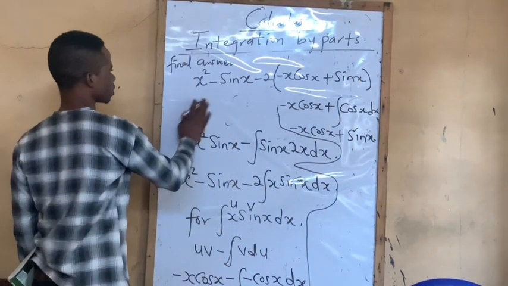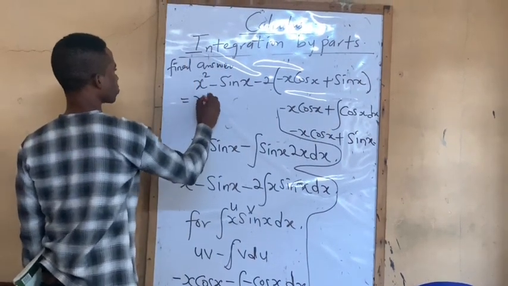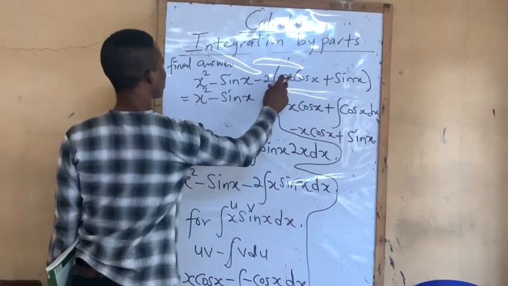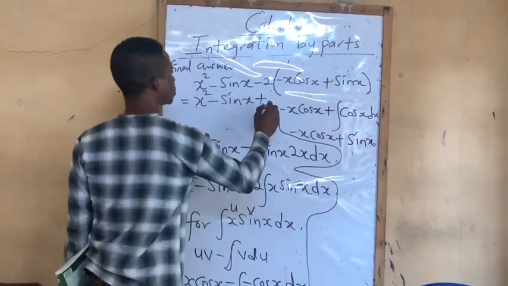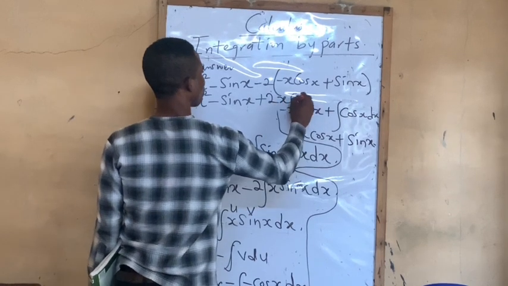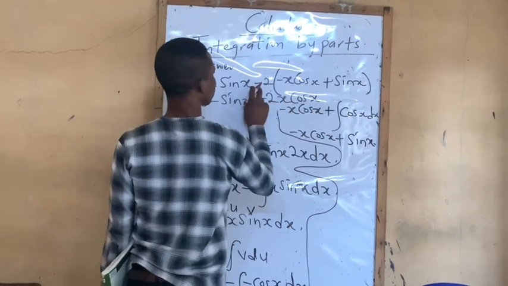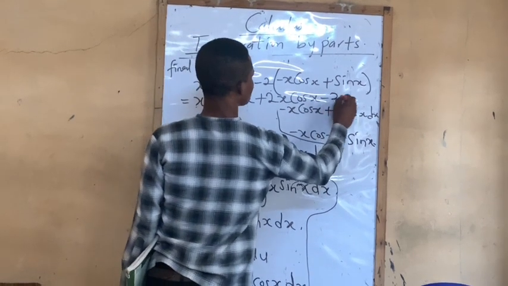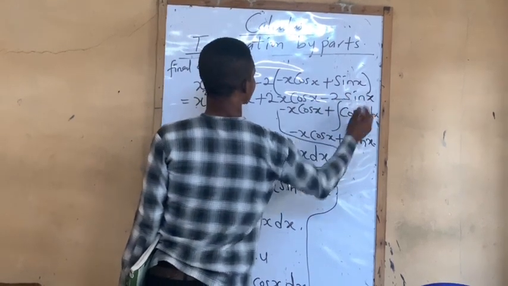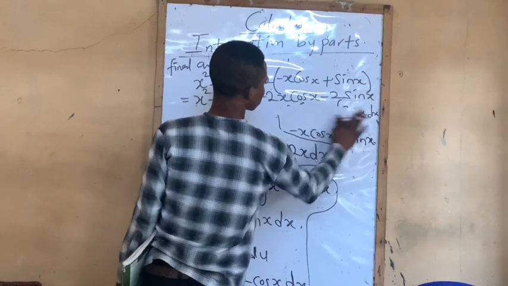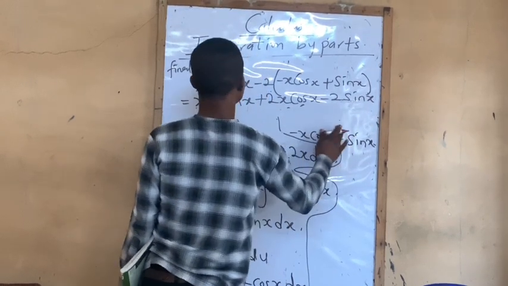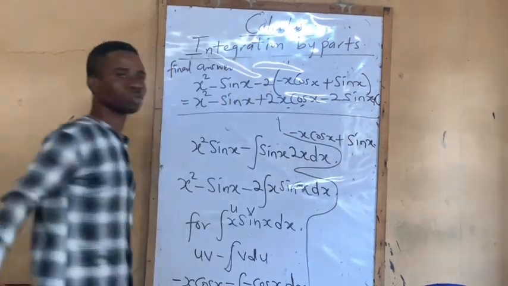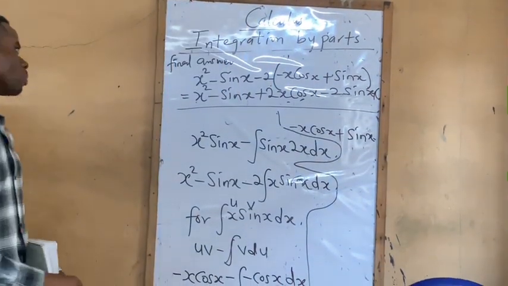So that shows that I'm going to have something like x squared minus sine x minus and minus, that is plus 2x cos x, minus times plus, minus 2 sine x, everything plus c. So plus arbitrary constant c. So that's for number 2.